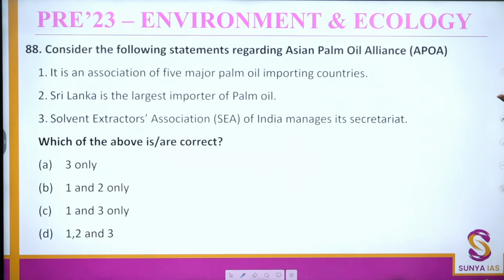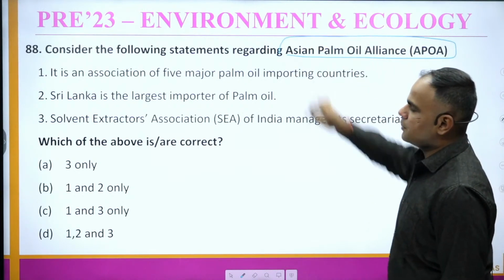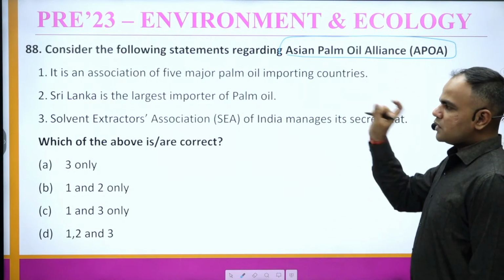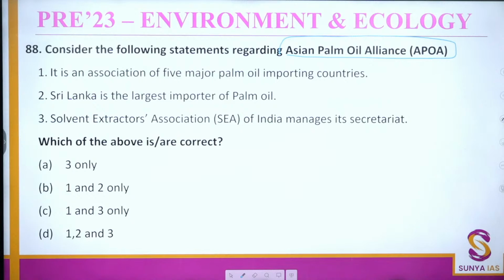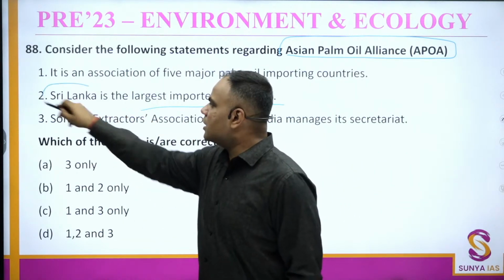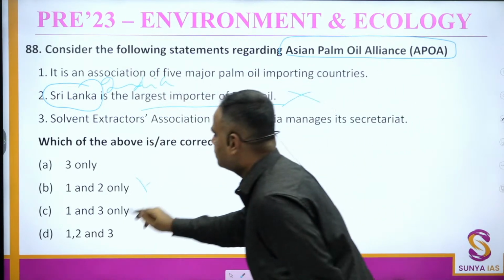Question number 87. Okay, question number 88 is interesting, because we read about palm oil in general. Okay, so question number 88 is talking about Asian Palm Oil Alliance. Now in this question there is at least one fact which you can easily eliminate. What is that fact? In question number 88, statement 2: the second largest importer of palm oil definitely is not Sri Lanka, it is India. So you can eliminate 2.